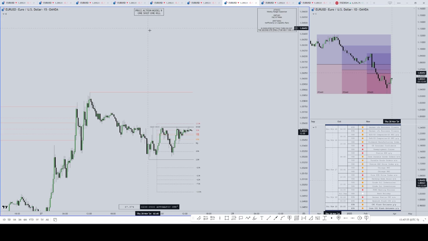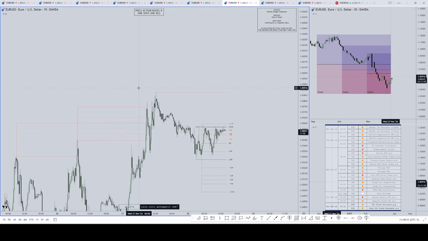So the foundation of this is to capture the weekly range expansion. We look to enter either on Monday, Tuesday, or Wednesday, and to hold it for the rest of the week into the weekly expansion.